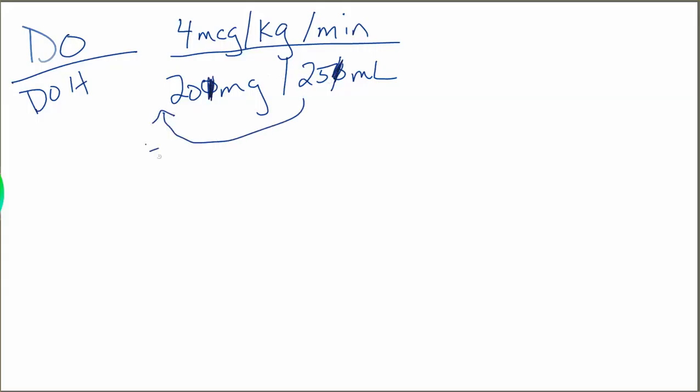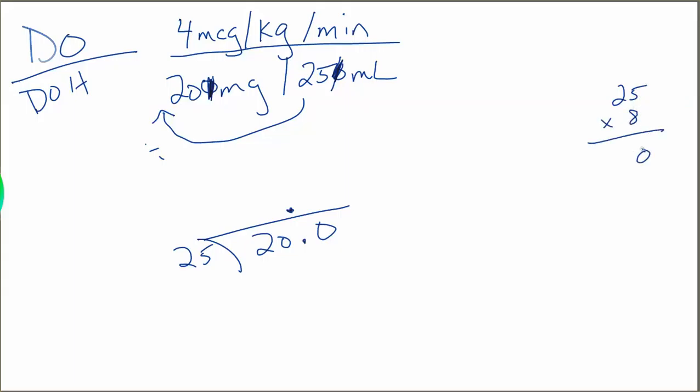25, we're going to put it on the outside of the division bracket, 25 into 20. It won't work, but you can add your decimal point, and you can add a 0. 25 will go into 200 how many times? If you said 25, and we times it by 8, then you would come up with that being 44, carry that, and that's going to give us 200. So we now know that it's 0.8 milligrams. But again, we got this conversion issue, so we're going to have to switch that.